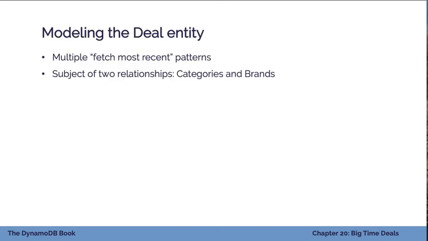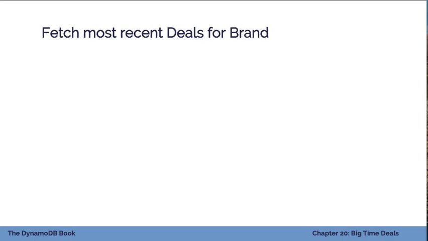So let's just stay on subject here and handle our other two fetch most recent patterns. And let's start with brands first. And again, we have that same pattern of, fetch a brand and the most recent deals for a brand. And the interesting thing there is that's that one-to-many relationship. We saw this in the last chapter where you might want to pre-join that data by putting both that parent entity, that brand, in the same item collection as the deals.